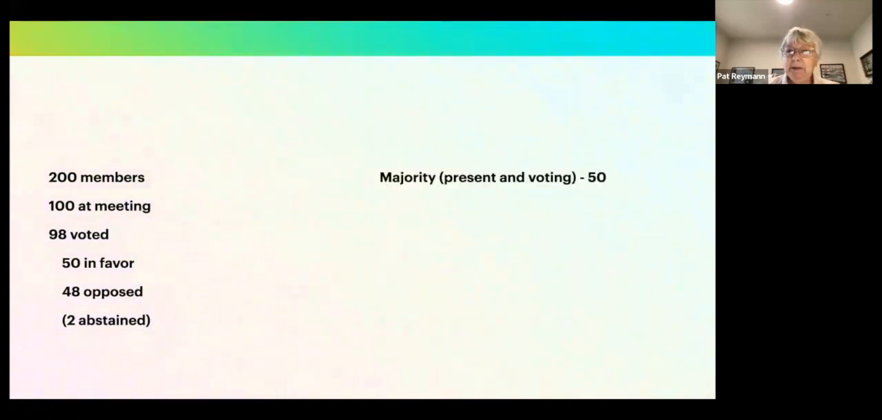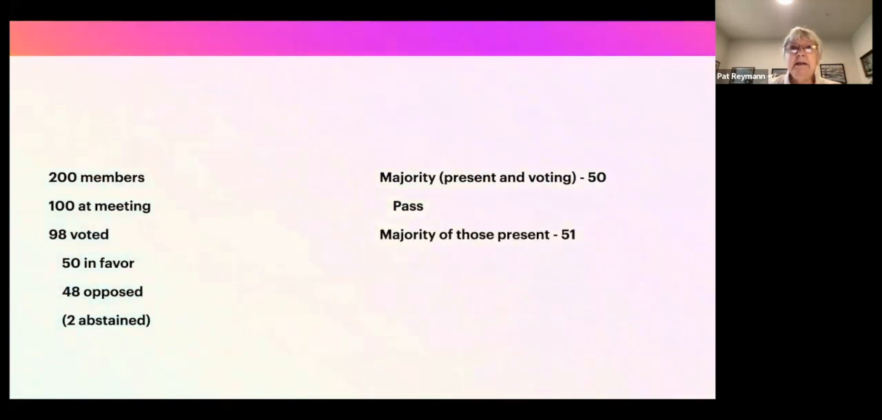Now let's see what happens. If the motion passes by a majority, if that's all you need is a majority, that means present and voting automatically. You would need to have 50 votes in order to get that motion to pass. And sure enough, we did get 50 votes. There were 50 in favor. So therefore, this motion would pass if all you needed was a majority.